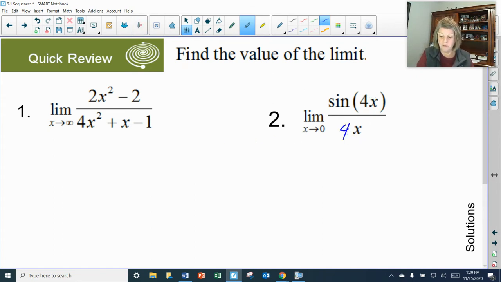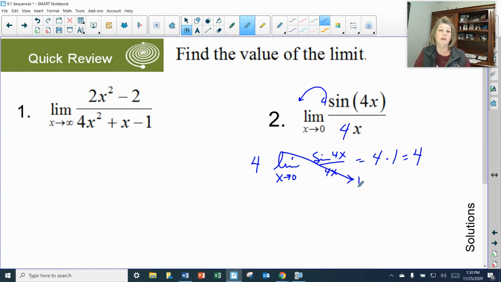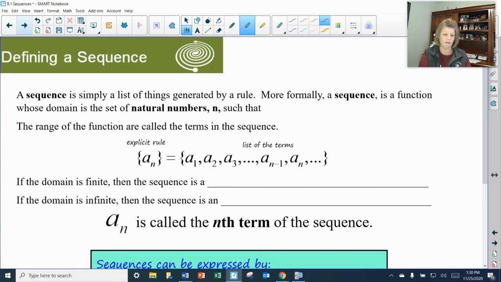What I would love to do is have a 4x on the bottom, but I can't just introduce 1/4 to my equation. I'd have to multiply by 4 over 4. And then I could sweep this 4 multiplier out front and have 4 times the limit as x goes to 0 of sine 4x over 4x, which equals 4 times 1, which is 4, because this entire limit would be going to 1. So there's just a quick review.